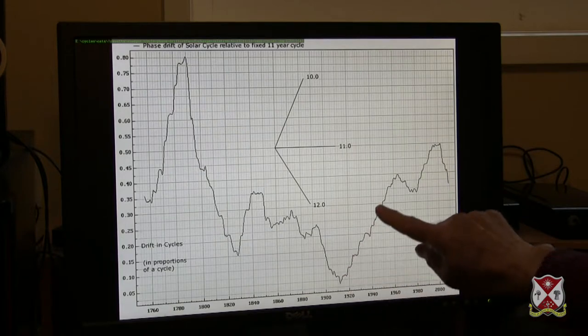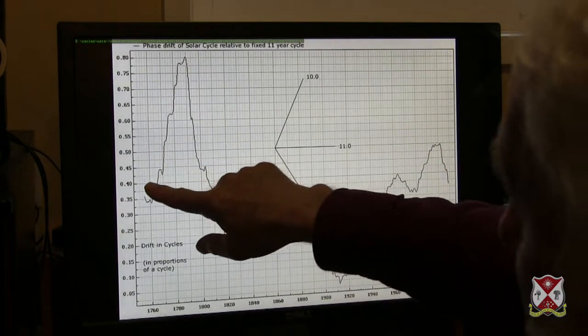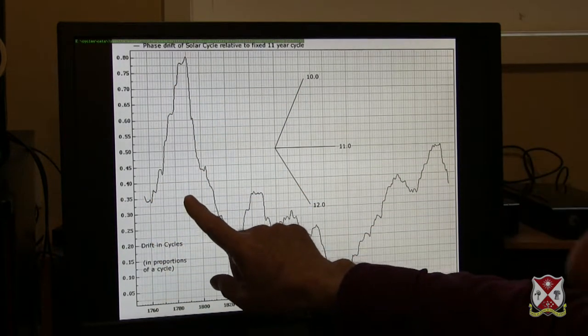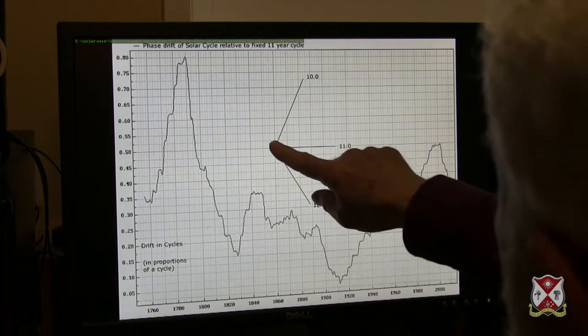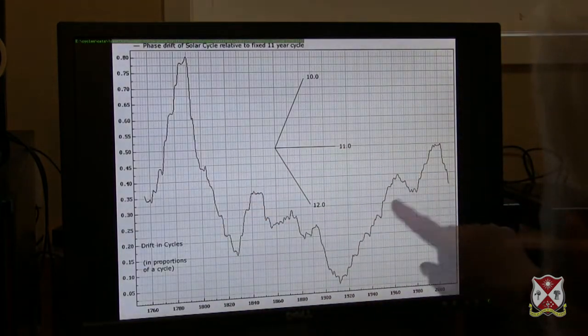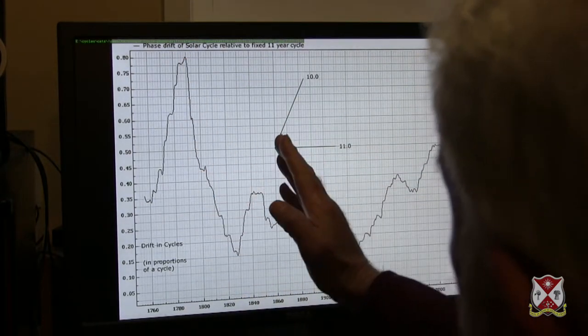In this period here, and this period here, it was running pretty much at a 10-year cycle. These ones, it was running even shorter, for quite a few years, for a number of successive cycles. If it was running like that, it would be a 12-year cycle. So about this period and maybe here. But in this period here, it was running at even longer than 12 years. It's more steep than that one.